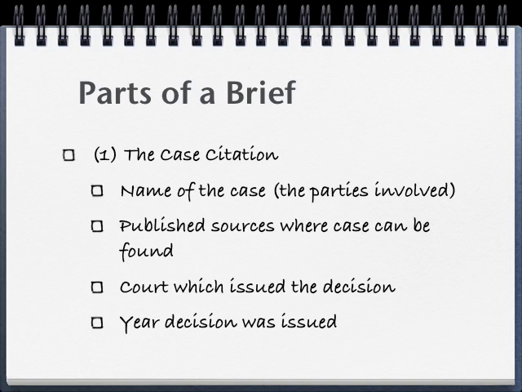The first part of a brief is the case citation. And what are you going to see in the case citation? You're going to see the name of the case, the parties involved. You're going to see the published sources where the case can be found. So if you're going to the library and want to pull out the book and find the actual case in its entirety, the case citation will tell you where to look. It will tell you which court issued the decision, and it will tell you the year the decision was issued. And that's the case citation.